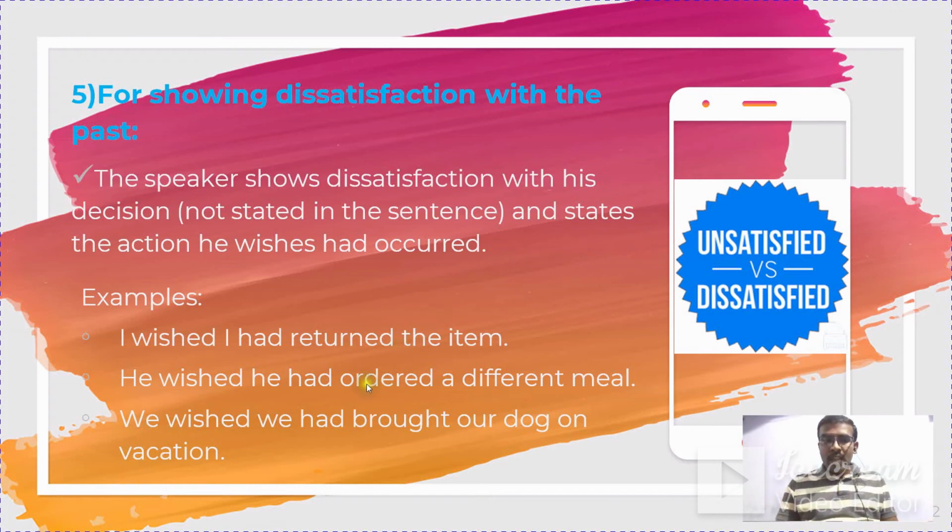Okay, so he wished that he had ordered a different meal. So in place of that, you might have ordered something else, some other thing better than this. So he might be feeling something better than this. If you feel something better than anything else in the past, then you can use past perfect tense. Okay, so that is what I am giving as the fifth use, dissatisfaction. You can also use it for satisfaction also.